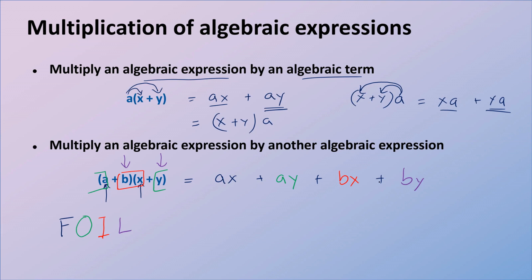What we did was we FOILed it. F-O-I-L. First, outer, inner, and last. We multiply terms in the first, outer, inner, and last order and add them together to simplify an algebraic expression multiplied by another algebraic expression.